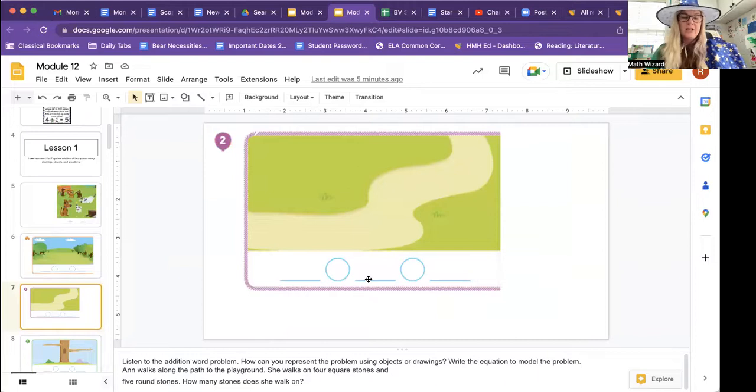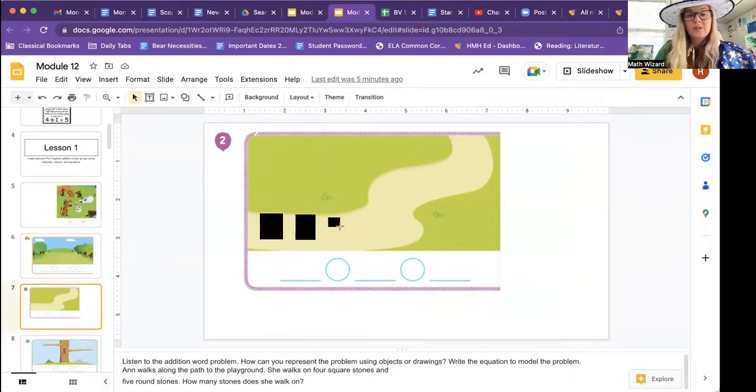I'm going to say it again. Anne walks along the path to the playground. She walks on 4 square stones and 5 round stones. So I'm going to draw a picture. She walks on 4 square stones. Do you need to draw a perfect square? No, it's okay. You're just representing, right? 4 square stones and then 5 circle ones or round ones.